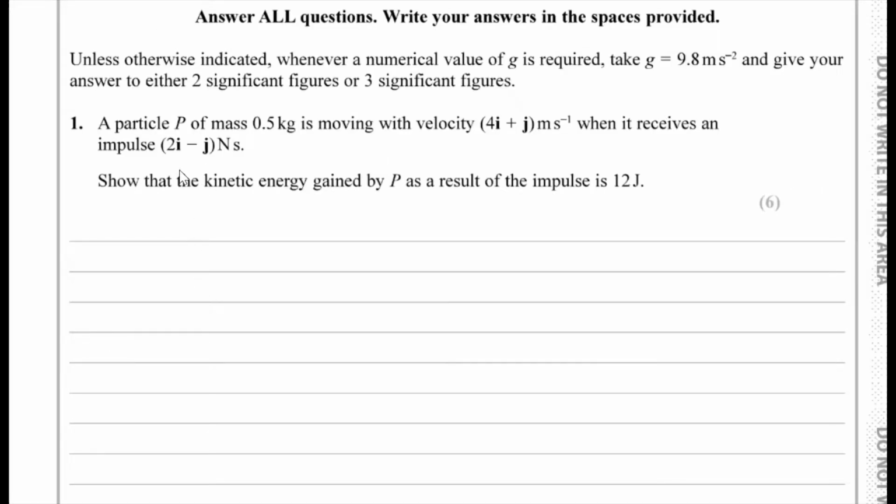Question 1. A particle P of mass 0.5 kilograms is moving with velocity 4i + j meters per second when it receives an impulse of 2i - j Newton seconds. We have to show that the kinetic energy gained by P as a result of the impulse is 12 joules.